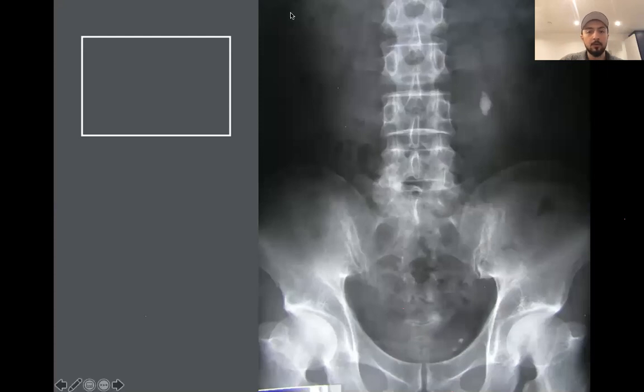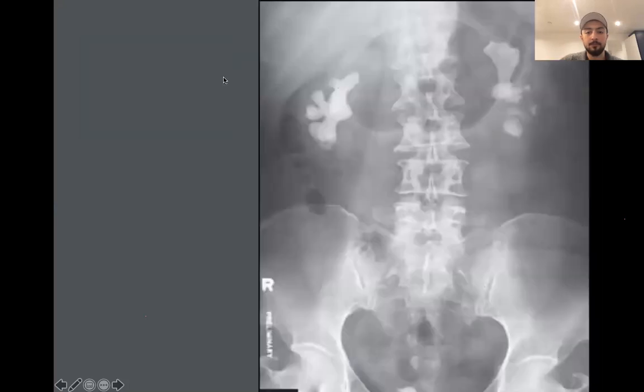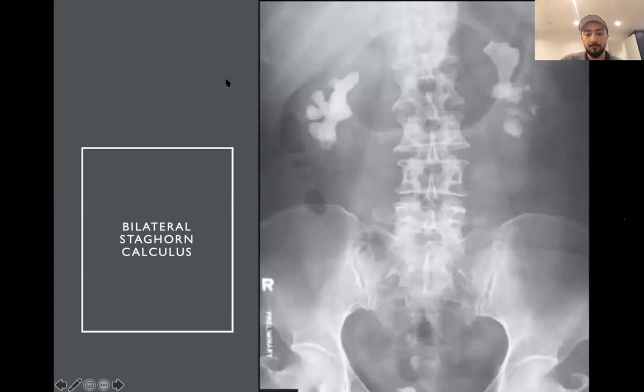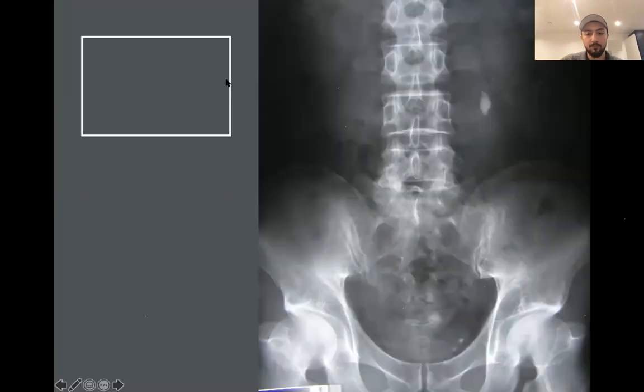Now, who would want to have a go at this? What do you think that is? There you go. Okay, so it's a renal calculus. That's right, on the left side. And you can see it's clearly very bright. That's because it's a kidney stone. We call it kidney calculus.